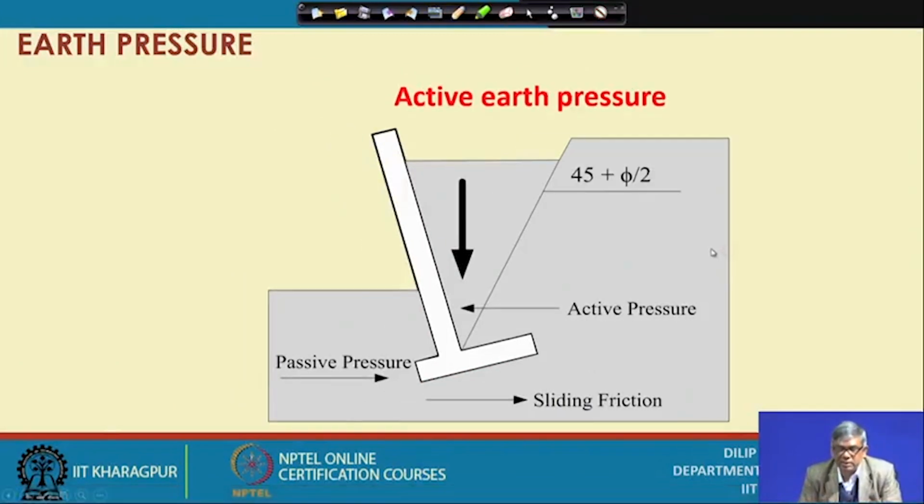So, this is actually active earth pressure. Now, when this active earth pressure happens, this wedge, this failure plane, makes an angle of 45 degrees plus phi by 2 from the horizontal, where phi is the angle of internal friction of the soil. And based on that, I can now draw a Mohr circle.